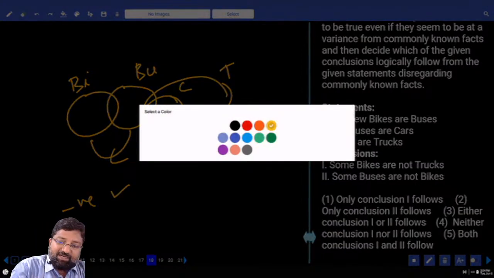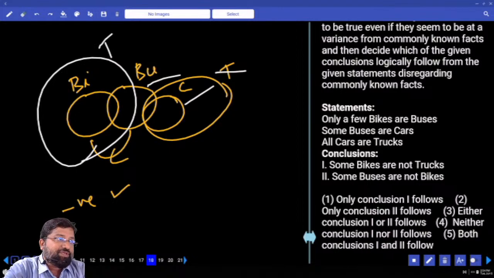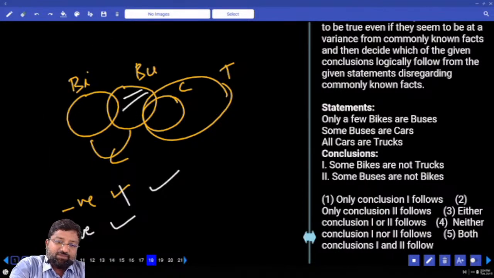All bikes are trucks. Around bike, can I draw truck like this? Any problem? No problem. Bus, truck and car, all the three are friends, are negative. These are those some buses which are not bikes. What is the complementary? All buses are bikes.